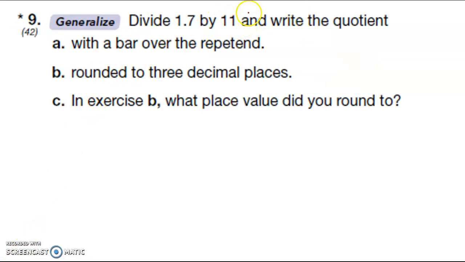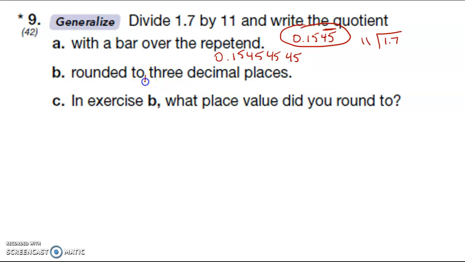Okay, we just did this one, or one like it. Divide 1.7 by 11. So if I do that on my calculator, I get, let's see, 0.1545, and then the 45 goes on forever. So if I'm going to write this with a bar over the repetend, I would do this. This would be my answer.